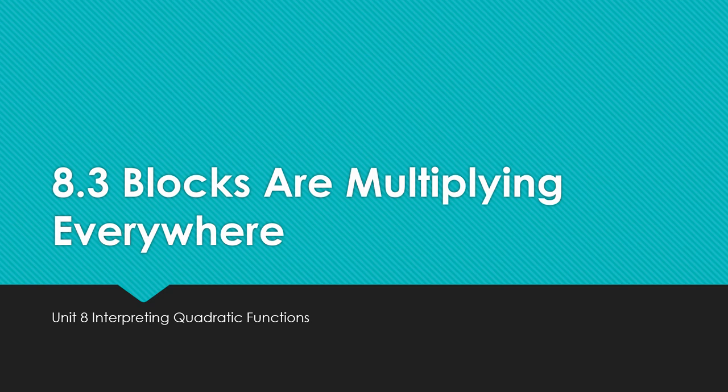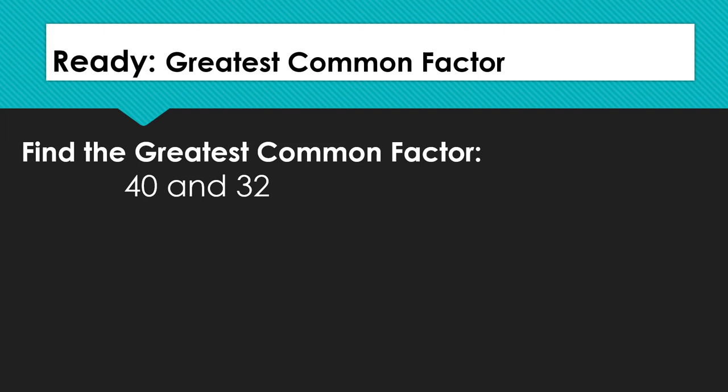This video will focus on the Ready, Set, Go problems from Unit 8, Lesson 3. In the Ready section, you're finding the greatest common factor for each of the given number pairs. We can find the greatest common factor, or GCF, by listing all the factor pairs for each expression and finding the greatest number or factor they have in common.